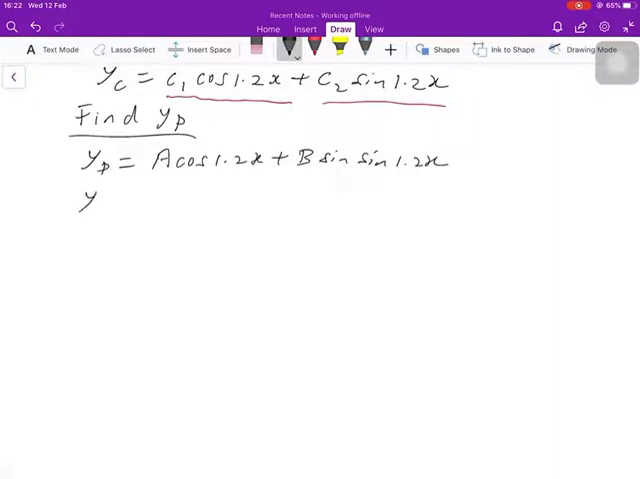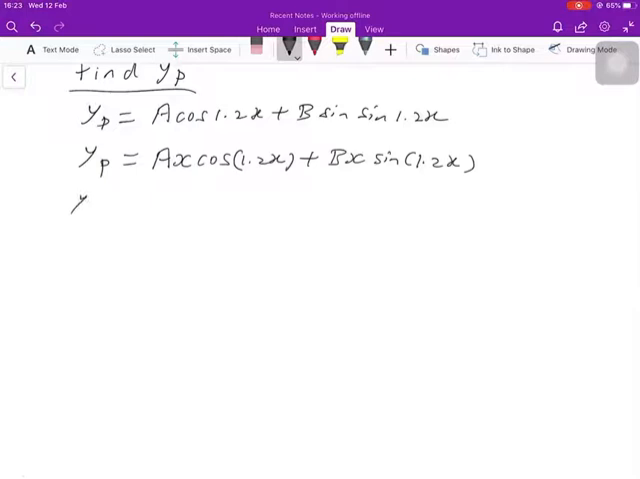So the next trial solution is yp = ax cosine 1.2x + bx sine 1.2x. Now there is a difference. So this should be the correct trial solution.